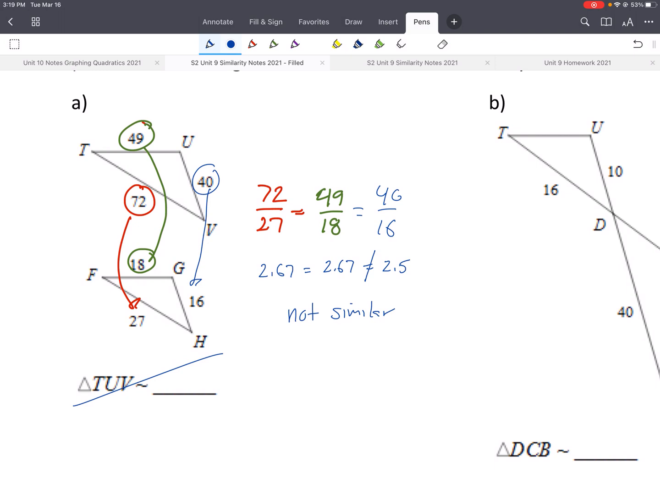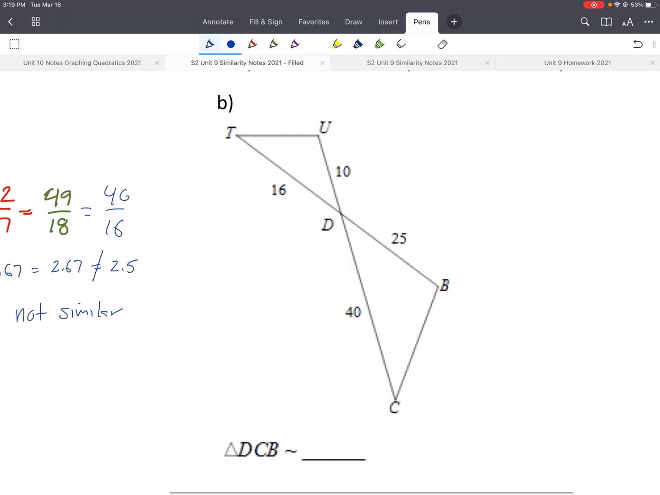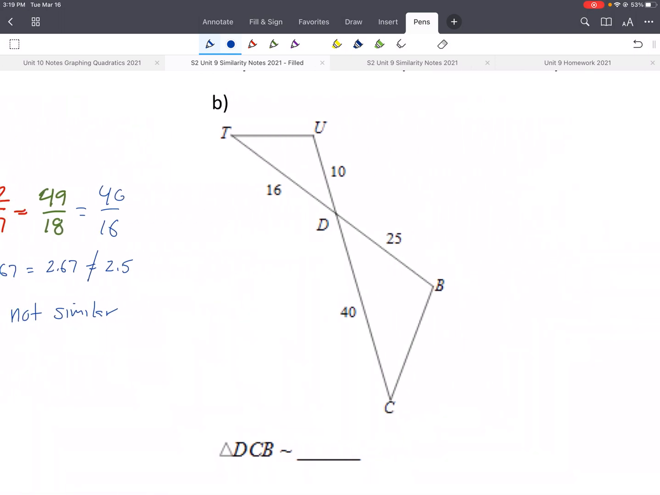And then we don't need to write down the statement. All right, here's another example. So how could this work? Well, it looks like we have two sides and we have vertical angles. So maybe side, angle, side. And we'll need to check for the proportions.